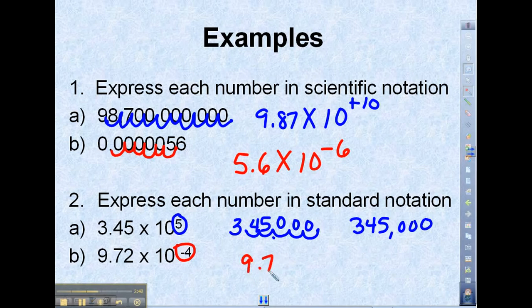So you're going to take 9.72. You're going to slide it which direction to make it a small number? If you slide it this way, it becomes big. So we're actually going to slide it to the left 4 places. 1, 2, 3, 4. Put your decimal point there, and zeros go in the gaps. Rewrite your number, 0.000972. We've converted from scientific notation back to standard notation.